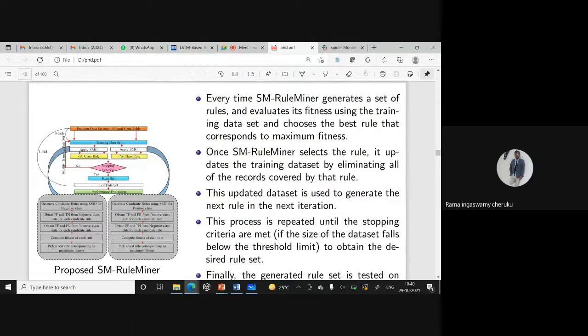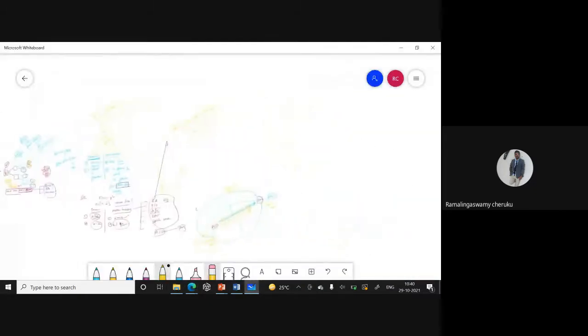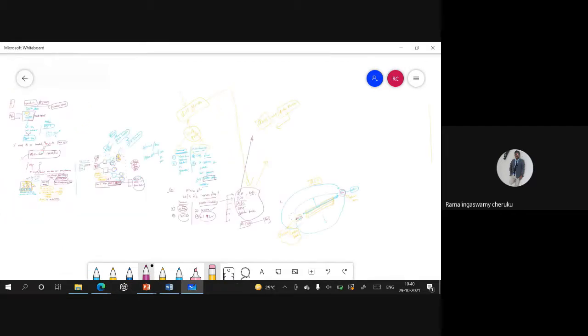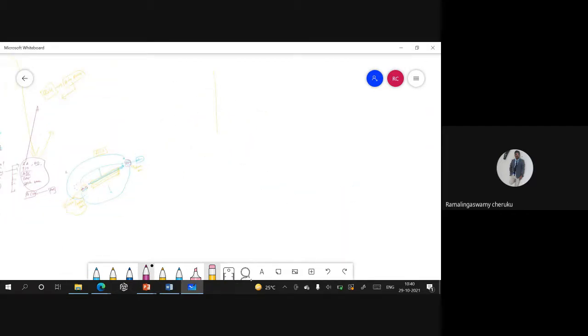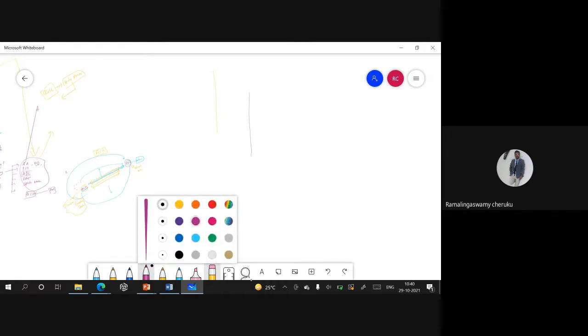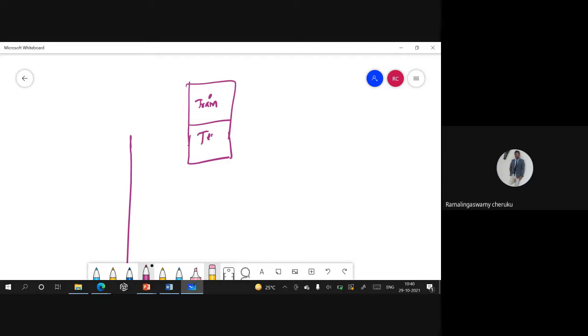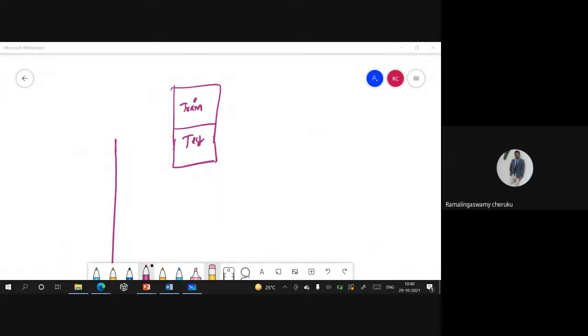If I want to generate the rules, the first and important thing is that you have to divide your data set into training and testing. This is basic, even for conventional methods. Now, how does a rule look like?